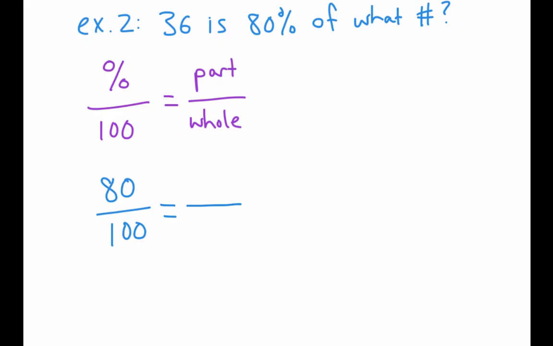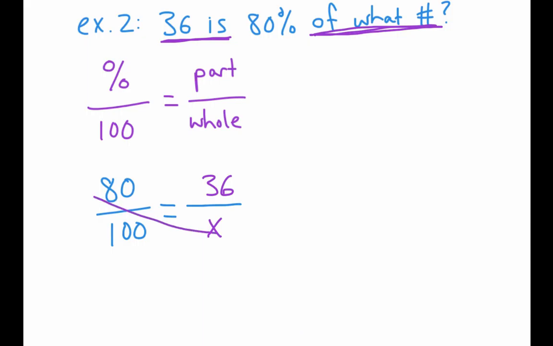Well, we need to figure out the 36. Is that the part or the whole? Well, we said the number that's paired up with the "is" is always going to be the part. So the 36 has to go up here in the numerator. And the number that's paired up with the "of" is the whole. So when they say "of what number," this what number, the thing we're trying to find, is going to be the whole. So for one like this, it's definitely easiest to cross multiply.